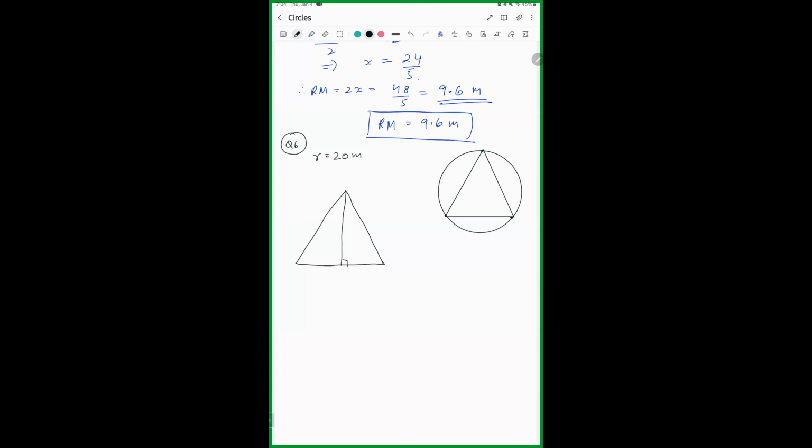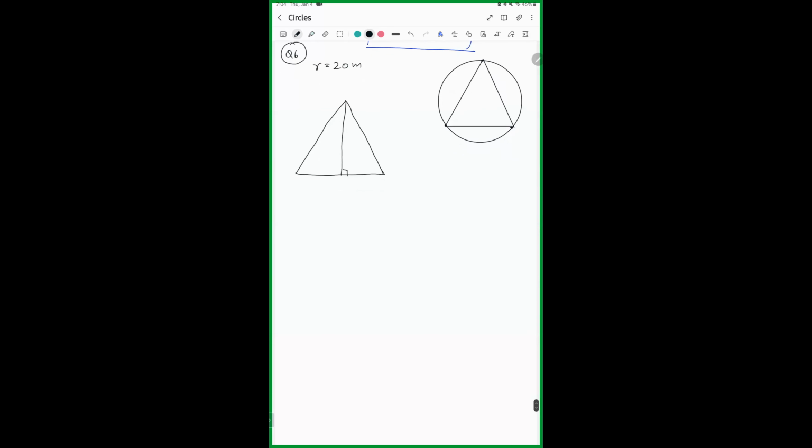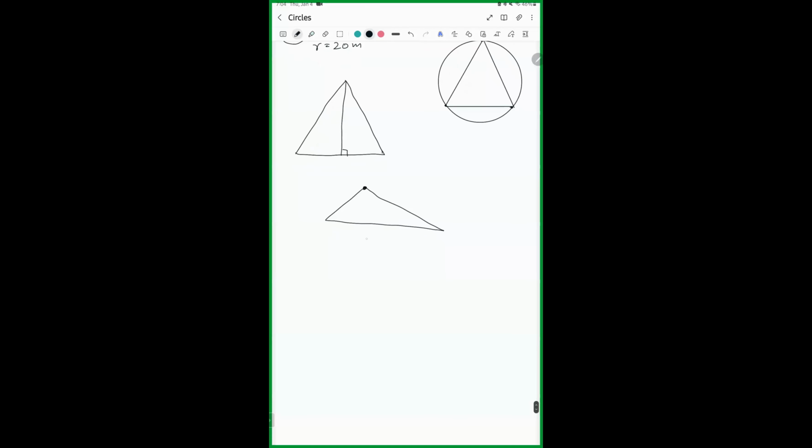What is the difference between altitude and median? Let's see. So let's say if you have a triangle over here. If you drop a median from this point to the opposite side, median is that line segment which bisects the opposite side, okay? Which basically joins this point to the midpoint of the other side. So that is median. You can remember that, M for median, M for midpoint, okay?